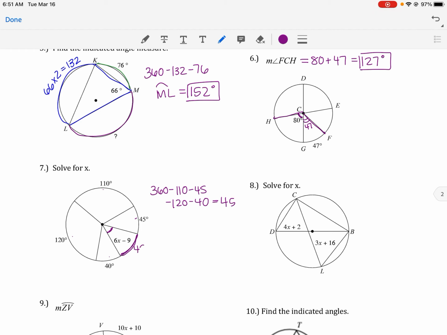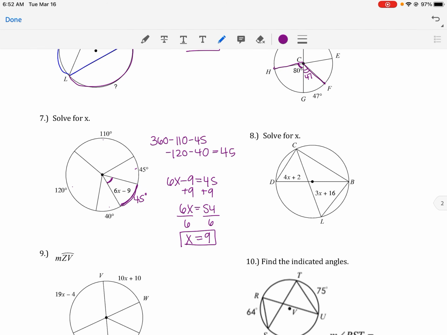If this angle is also 45, just like the one next to it, we can set 6x minus 9 equal to 45. Add 9. 6x equals 54. Divide by 6. X equals 9.